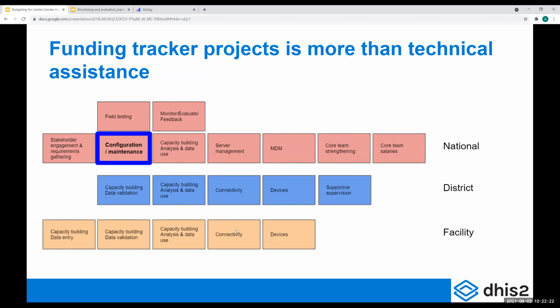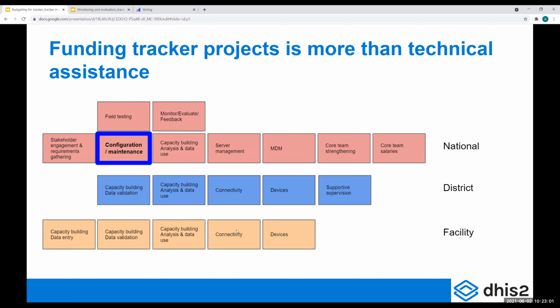So in this figure, I just tried to illustrate that all these boxes represent costs to your project, and configuration/maintenance is one small element of that. But you also have to pay, for example, at the facility level, at the lower level, maybe that's where your users are, for capacity building and training, to teach people data entry, how to validate the data, analysis and use. There are costs associated with connectivity and buying devices.